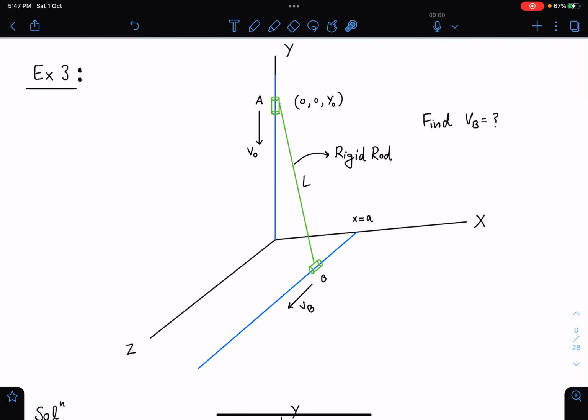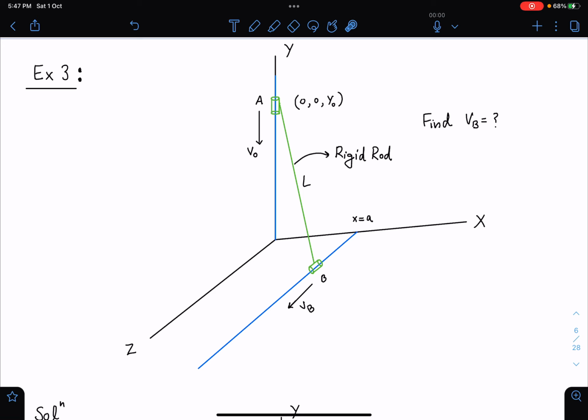There is a rod, and at the end of the rod there are two collars. Length of the rod is L. So at any given instant, this point B is moving this side with the VB, and at this instant this collar A is moving with the V naught. We have to calculate this velocity VB, and the collar B is moving on this rod, which is present at x equal to A in ZX plane, and this collar is moving along Y axis.